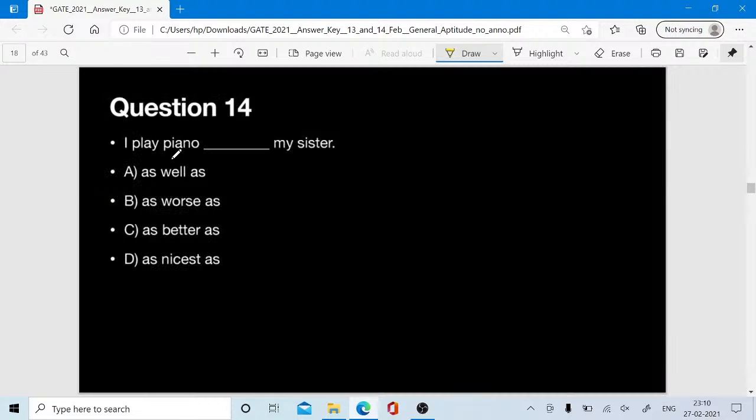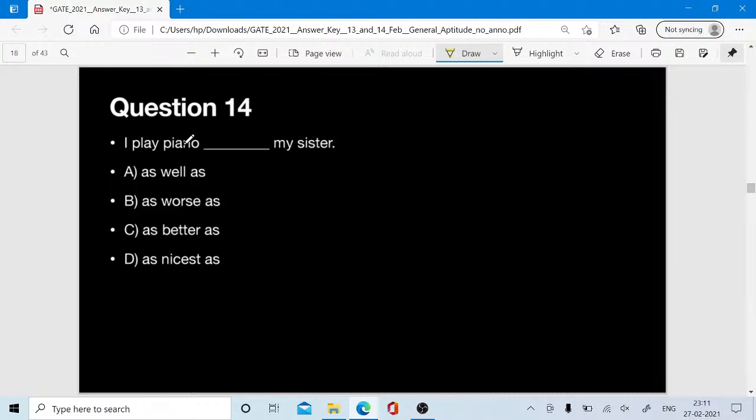Let's see the next question now. I play piano dash my sister. What is going to be the right answer here, people? I play piano.